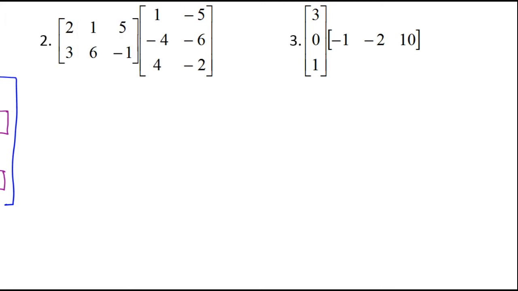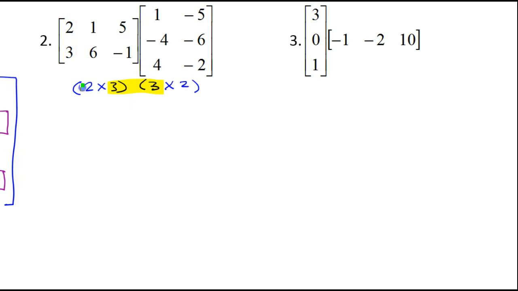First things first, let's make sure that this is doable. The first matrix is a 2 by 3 matrix. 2 rows, 3 columns. The second matrix is a 3 by 2 matrix. 3 by 2. 3 rows, 2 columns. This matrix multiplication will only be possible if the inner dimensions are the same. Since these dimensions are both 3, this is going to be possible.